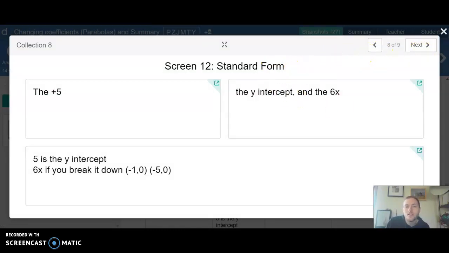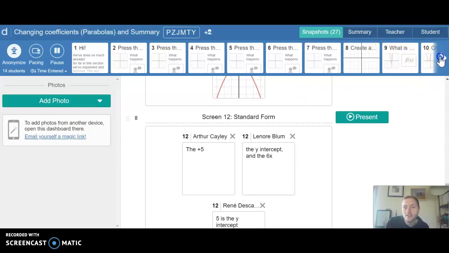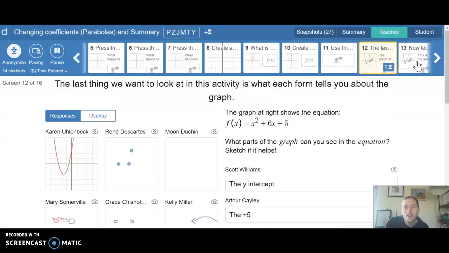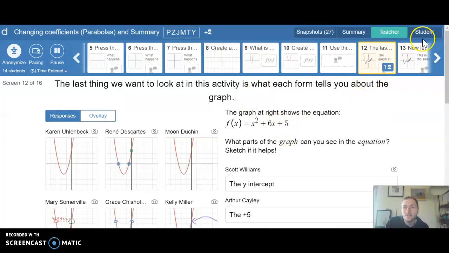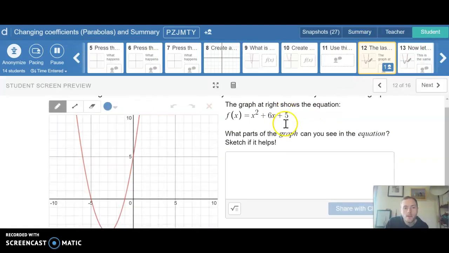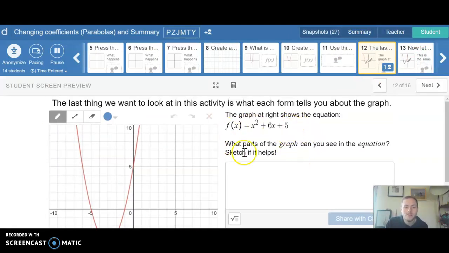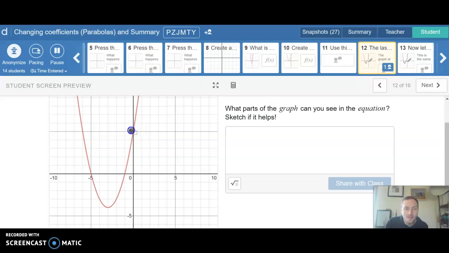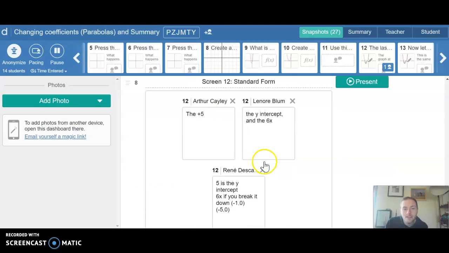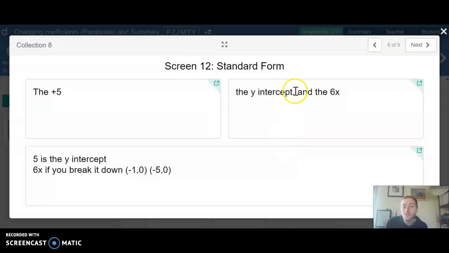In standard form, I asked on this screen here, let me pull it up, screen 12, what parts of the graph can we see in this equation here? And most of you said this 5 right here, as you can see in that graph, plus 5. Some of you said the y-intercept, and some of you even said that that 6x you can kind of see, which we'll talk about a little bit more in a sec. But the main thing that we're going to look at in standard form is, as you noticed, the y-intercept.